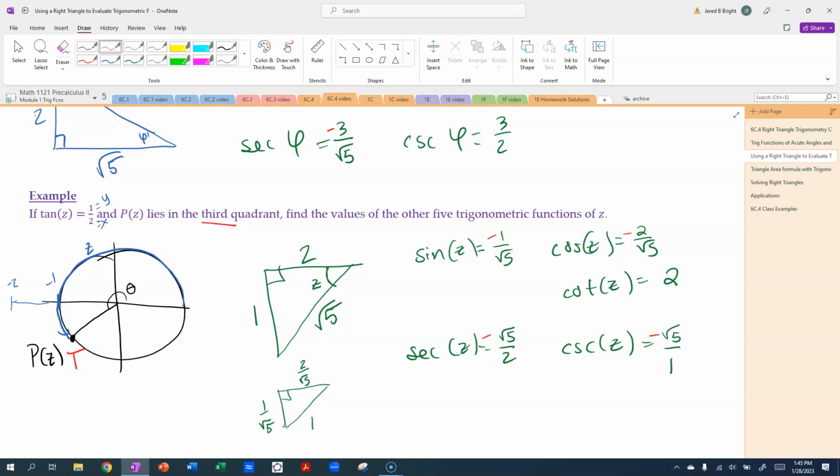So if you run into trouble with trying to write this on a unit circle, translate to a triangle, work in the triangle, and it will work out again just by similar triangles.